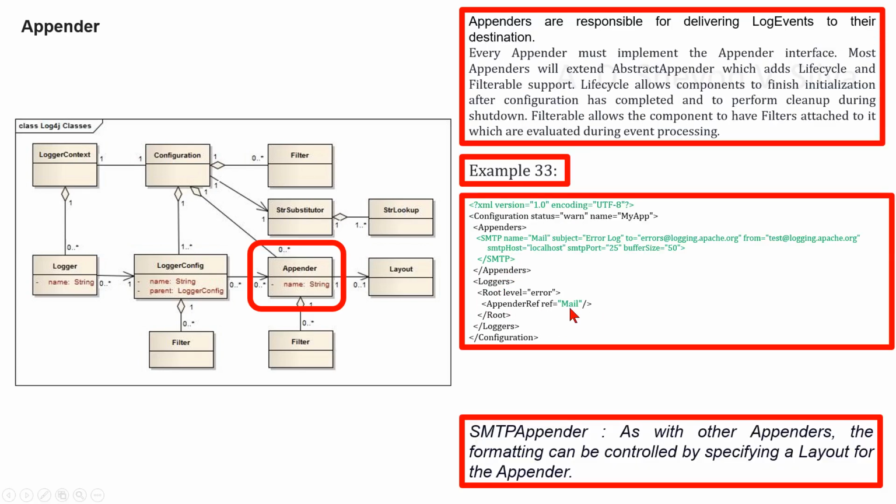Now we are considering SMTP appenders. As with other appenders, the formatting can be controlled by specifying a layout for the appender. SMTP appender: as of Log4j 2.11.0, the Simple Mail Transfer Protocol (SMTP) support has moved from the existing module log4j-core to the new module log4j-smtp. It sends an email when a specific logging event occurs, typically on errors or fatal errors.